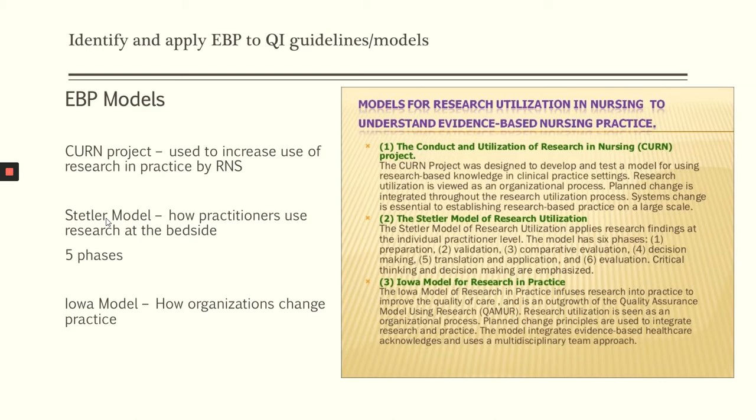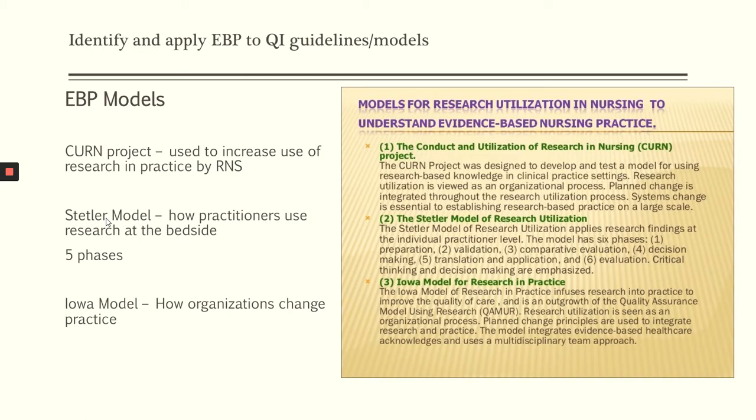We'll give an example here. The Stettler model talks about a little more sophisticated way of actually applying research findings at the individual practitioner level. And it does so in a very succinct kind of way. It's very prescriptive, if you will. It has 6 phases, and it looks at research preparation, the validation of research, a comparative evaluation, decision-making, translation and application of those research findings, and finally, the evaluation of such.